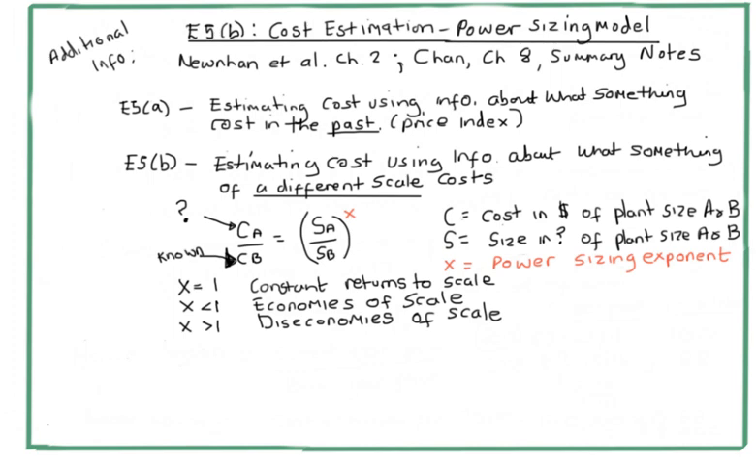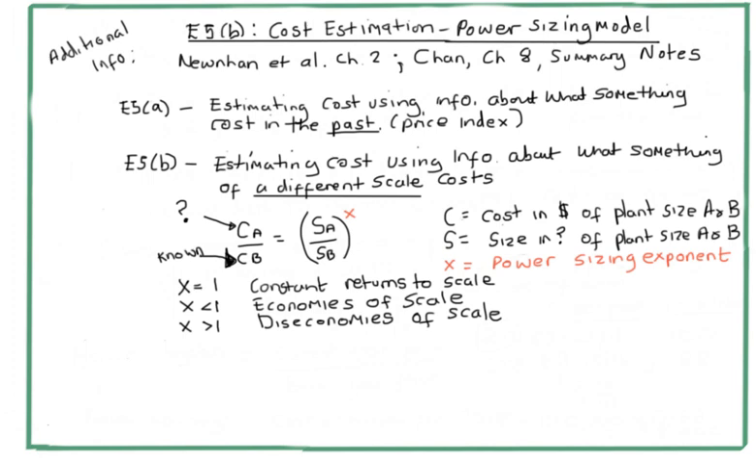And finally, somewhat less common, and that's the example we're going to use in this video, you could have diseconomies of scale. In that case, X would be greater than 1, and that would just say that if you double plant size, cost would more than double. And you're probably thinking, where would I get these X's from? Where would I get the power sizing exponent? These are published by industry groups, and you can track them down if you were working. Somebody would probably tell you where to find them, so don't worry about that.